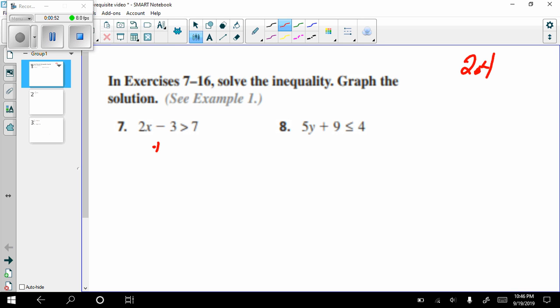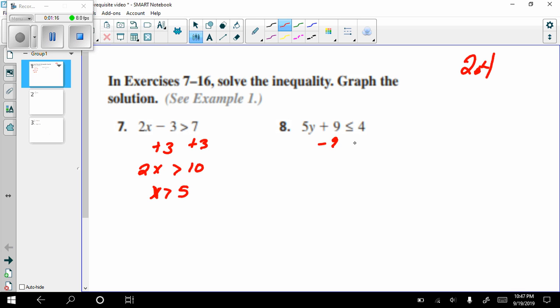We are going to treat these like equations, and we are going to add 3 to both sides. I get 2x is greater than 10, or x is greater than 5. If you are not even sure how I got that far, I'm going to need you to come in and get some help, because I'm just doing the different properties. I'm just not showing you every little detail, which is fine. We should be beyond that.